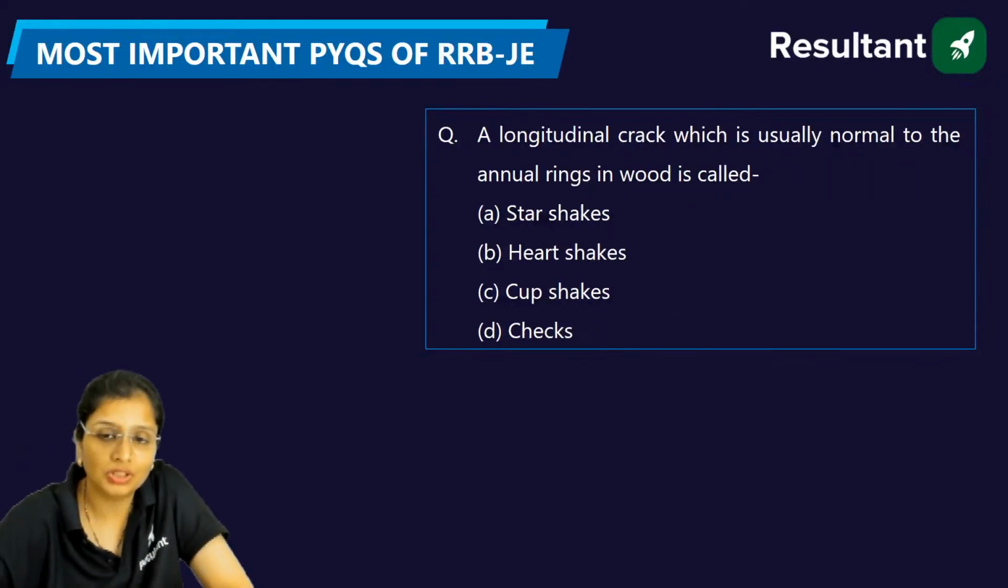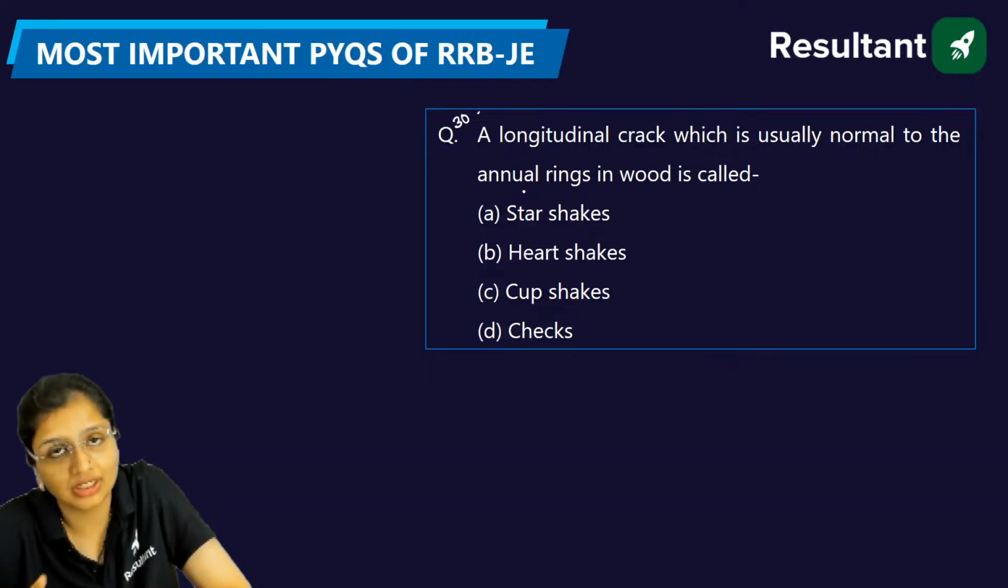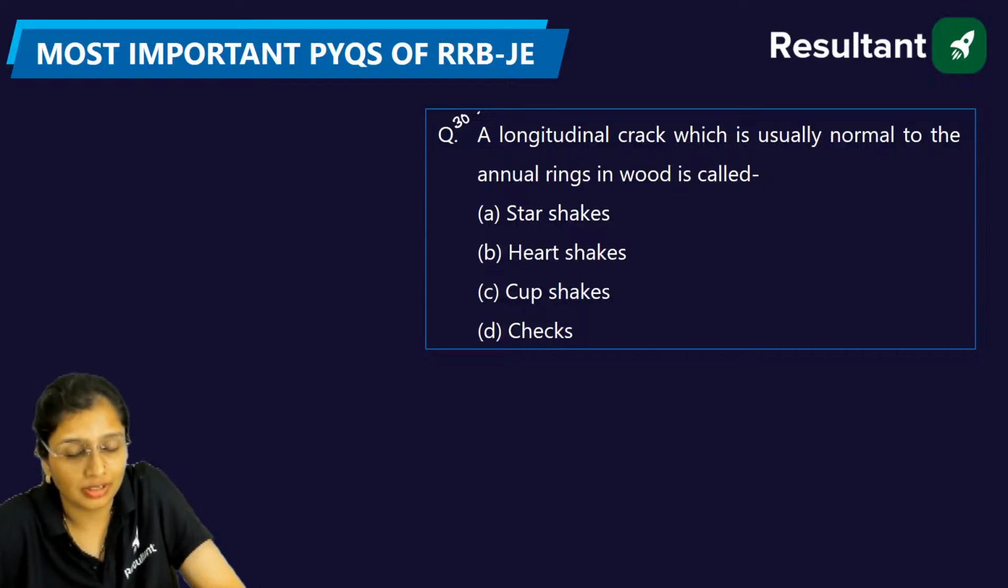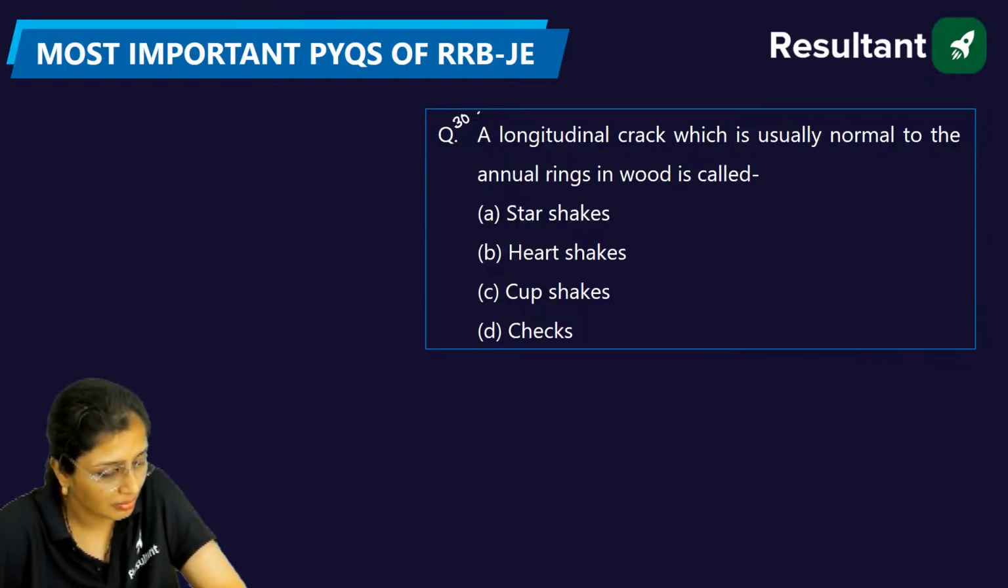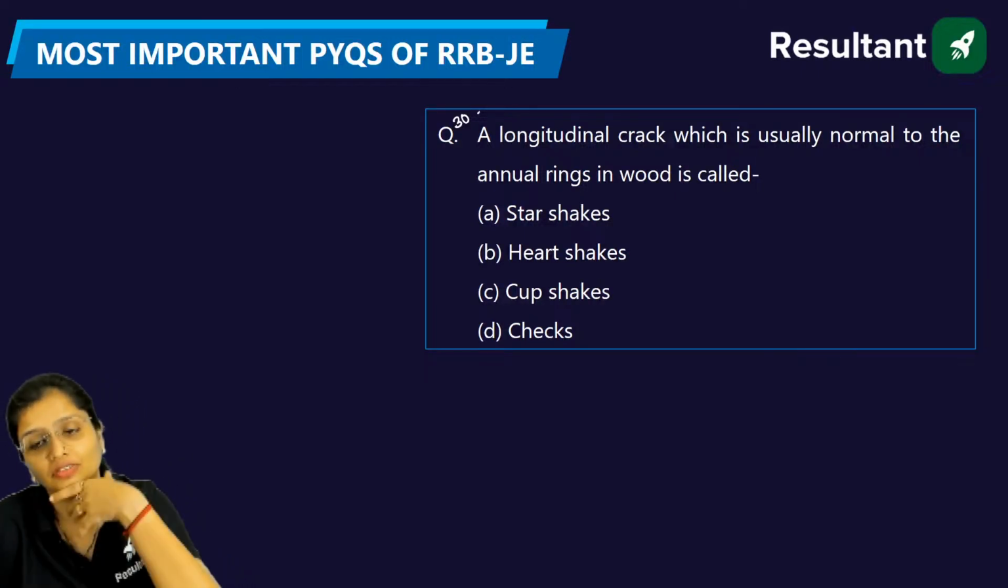Okay. Question number 30. A longitudinal crack which is usually normal to the annual rings in wood. What do you call it? Normal to the annual rings in wood.